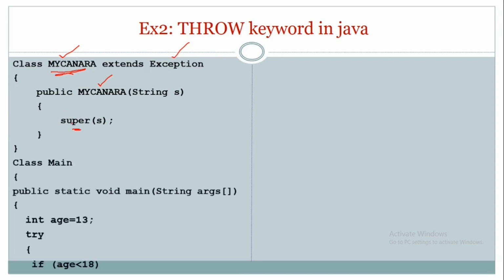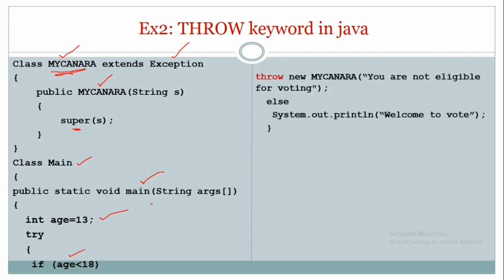Then I created a class Main with a main method, and I have initialized a local variable int age equal to 13. Within the try block, if age is less than 18, I will manually throw an exception. What type of exception is this? It is a user-defined exception, MyException, which I have already created. It is a customized exception that prints you are not eligible for voting. Else it will print welcome to vote.